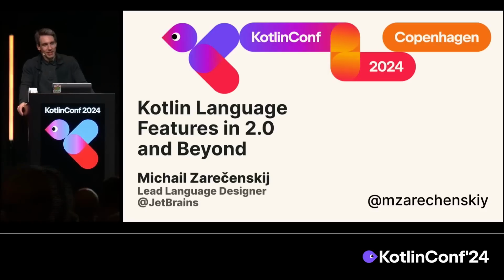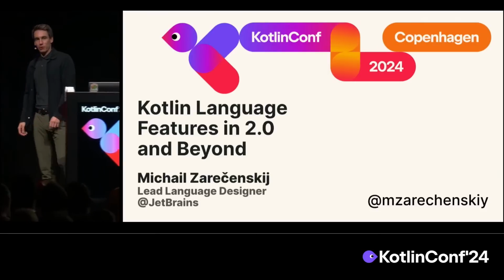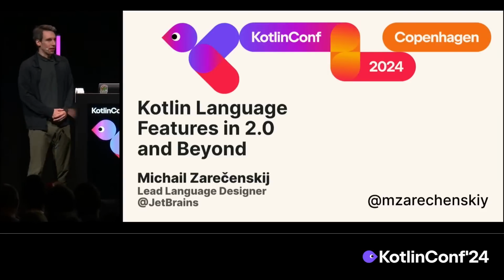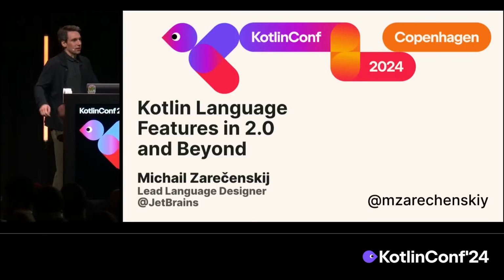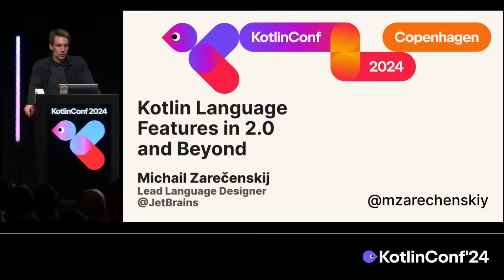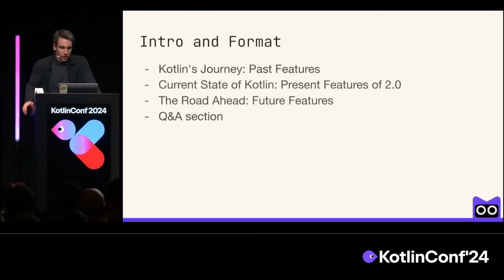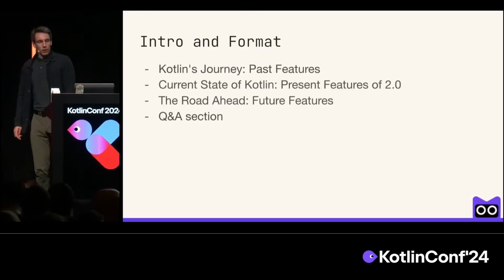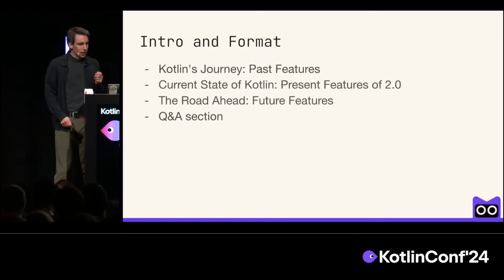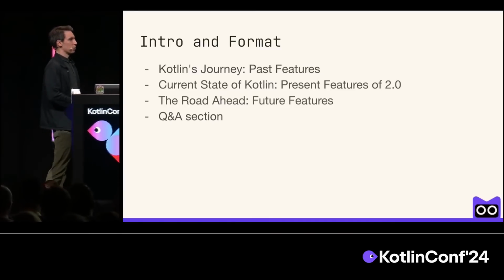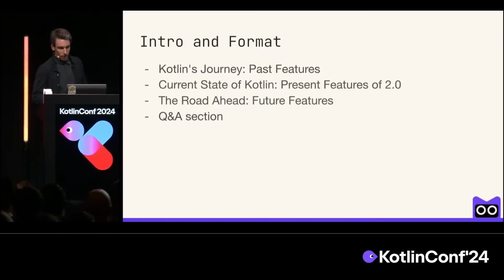So my name is Michail Zarečenskij. I'm in charge of language design in Kotlin, and today we are going to take a look at language features in 2.0 and beyond. We'll begin with a brief recap of past changes in Kotlin and the reasons for the K2 compiler. Then I'll highlight the main changes in 2.0, and we'll be looking at all the new exciting features we'll be able to ship after 2.0.